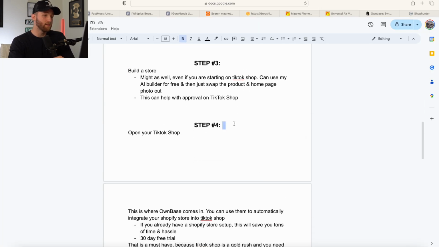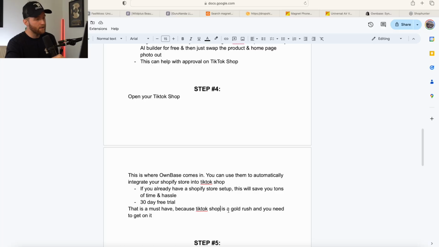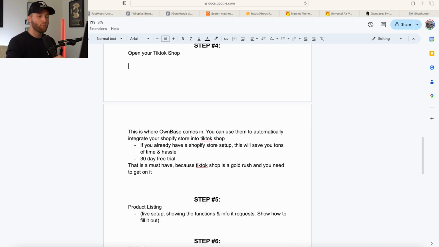Now, step 4, obviously, opening your TikTok shop. That's where Ownbase comes in. But really, really easy. You're going to want to be on TikTok shop. Even if your plan is to like sell on Amazon or something, I would definitely be on TikTok shop because there is no other platform that is or ever has subsidized billions of dollars worth of discounts where they give that discount to the customer, but they still give us the full amount. Big deal, plus shipping. And now step number 5 is going to be a product listing.